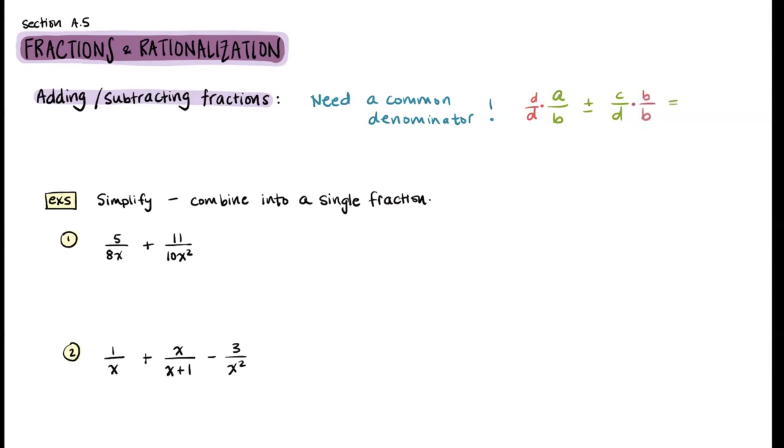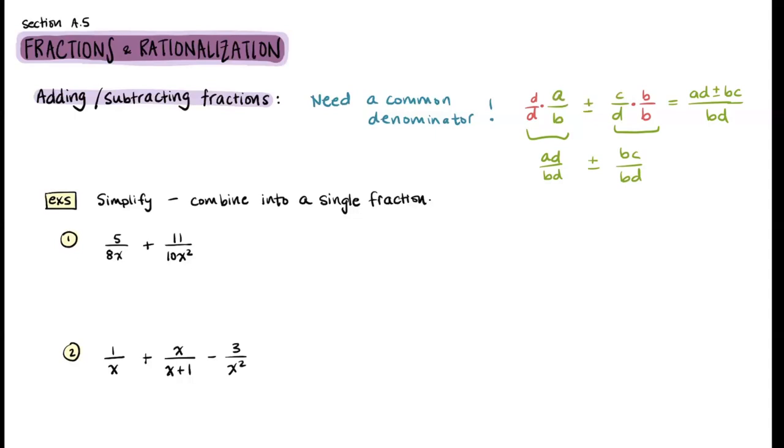So when we multiply these, this is going to become D times A, or just A times D over B times D, and then B times C over B times D. And then they do have a common denominator, so we will be able to add or subtract their numerators together, and when we do that, the denominator stays the same as the common denominator. Okay, so I've got 3 examples here of combining some fractions together by getting a common denominator.